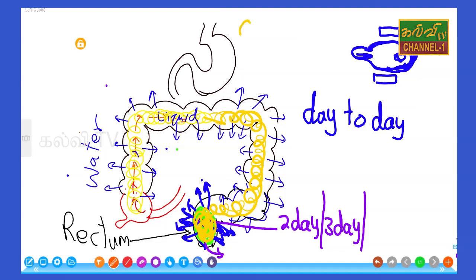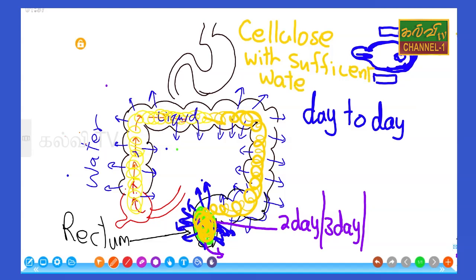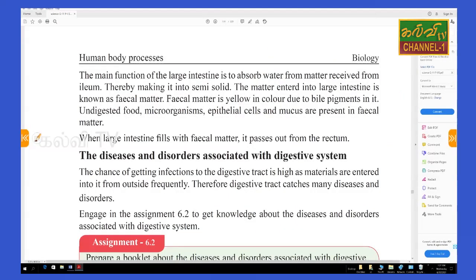But when we eat more cellulose with sufficient water, that is most helpful to avoid constipation, right? Now we can go to the notes.